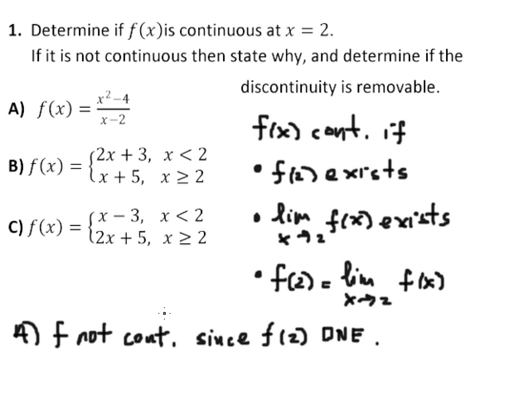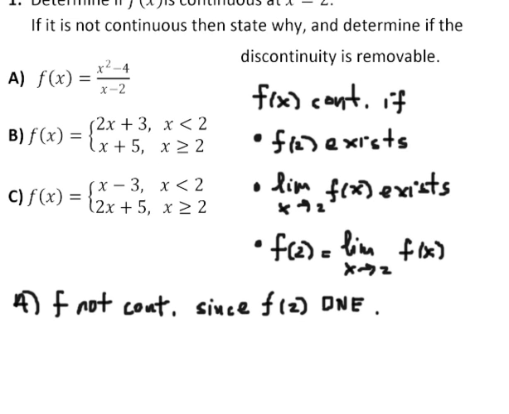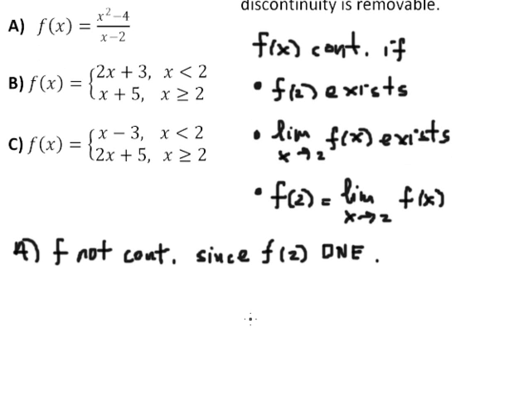Now, in order for the discontinuity at x equal 2 to be removable, this limit must exist. So let's try to take the limit and see if the limit exists. I'm going to write x squared minus 4 as x minus 2 times x plus 2.